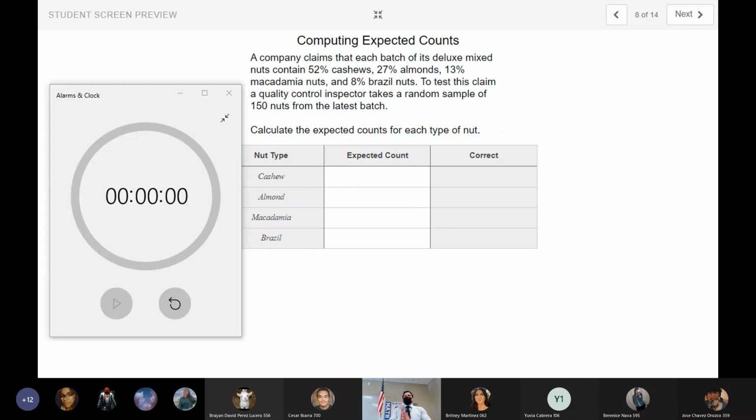All right, let's talk about this one. So it looks like a lot of you are on the right track if you're working on it.